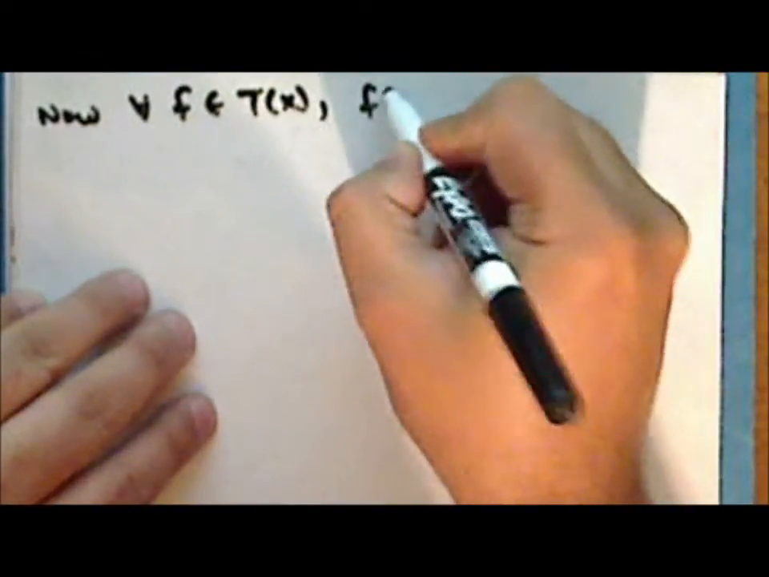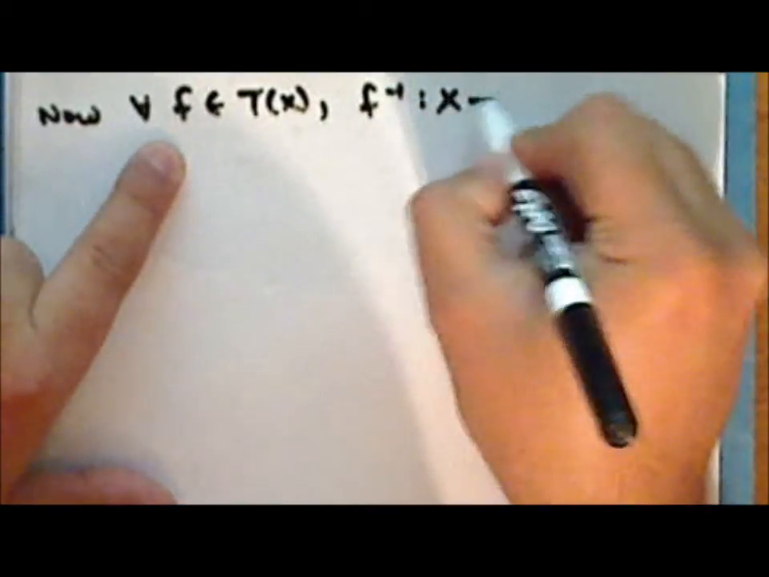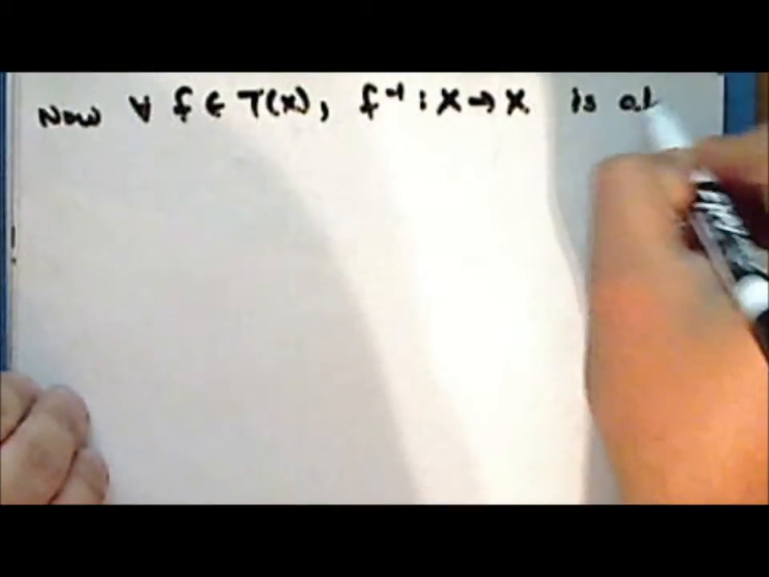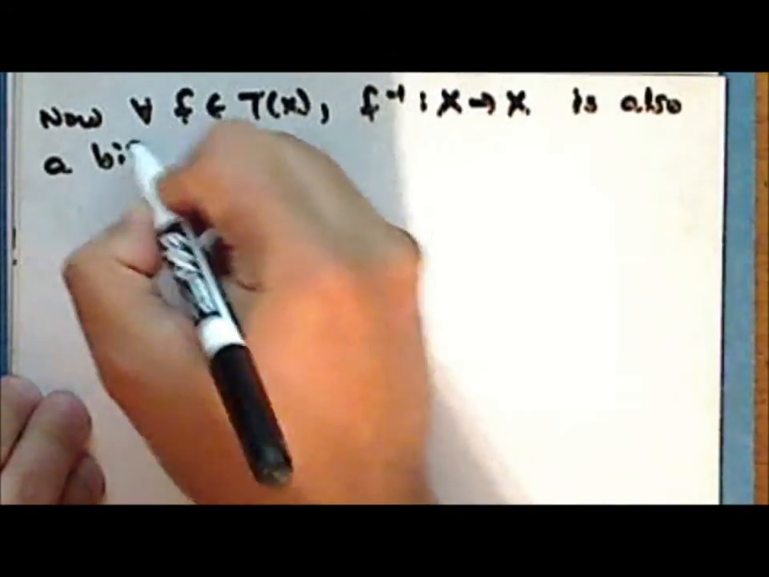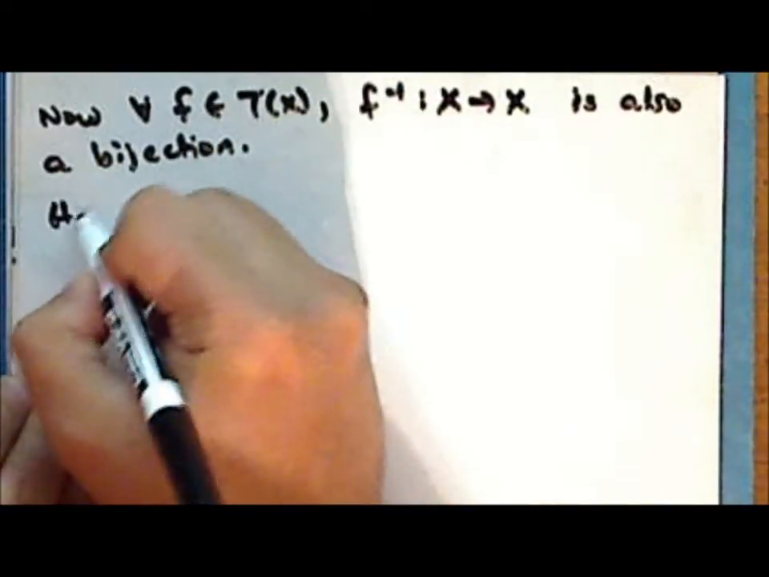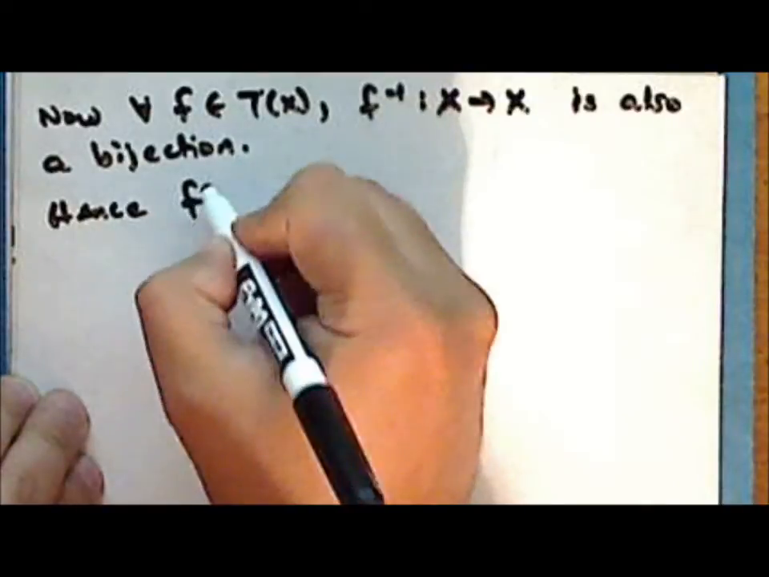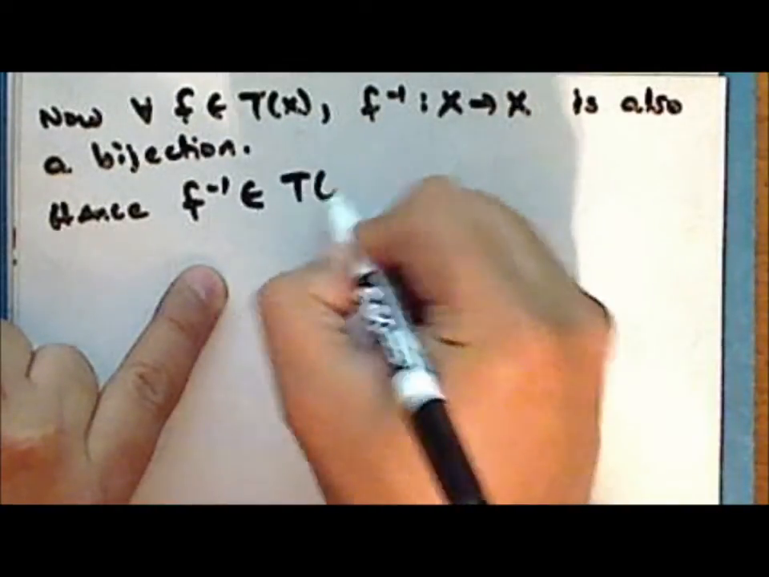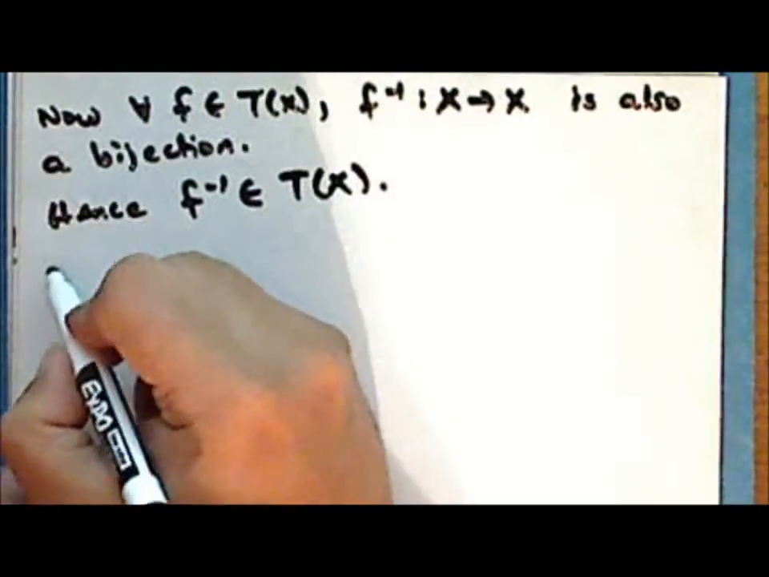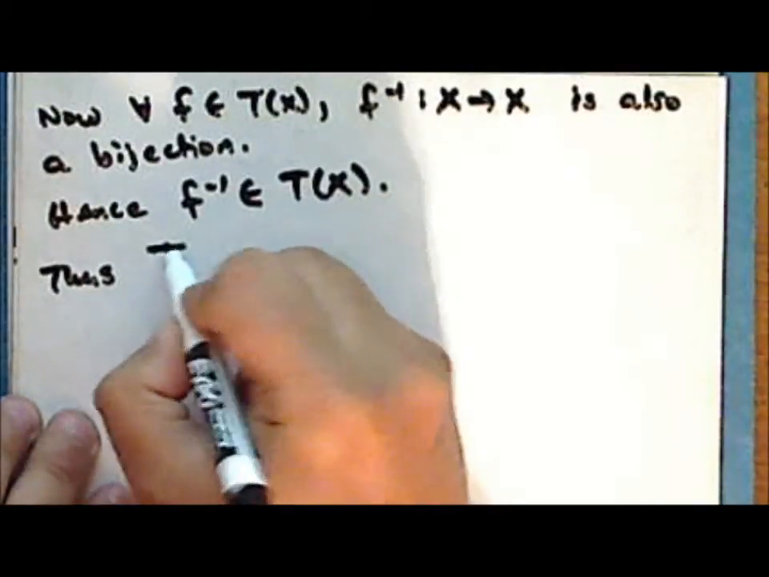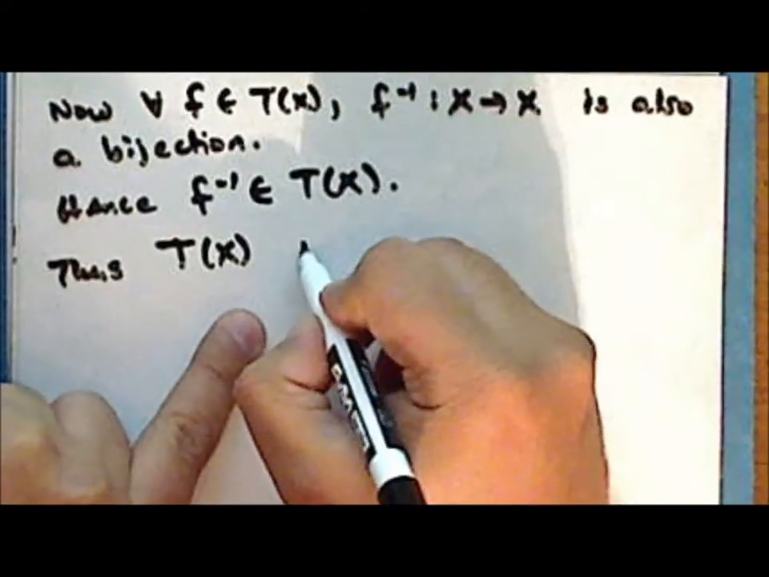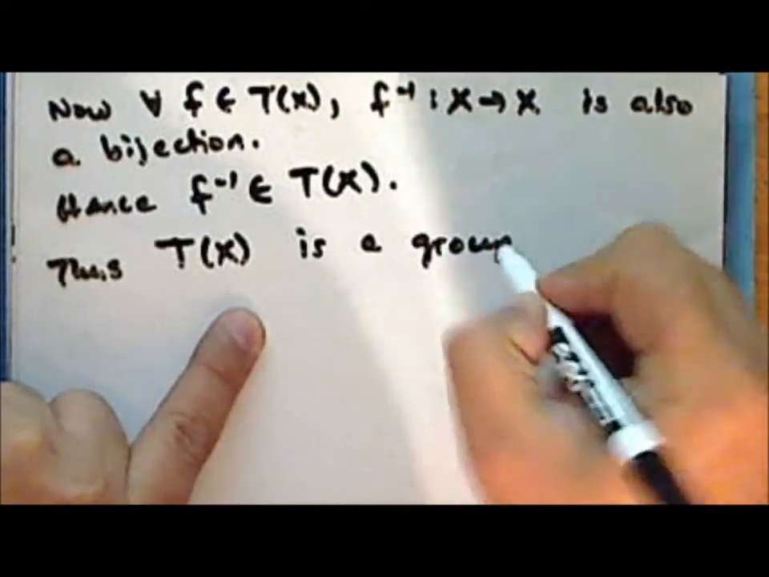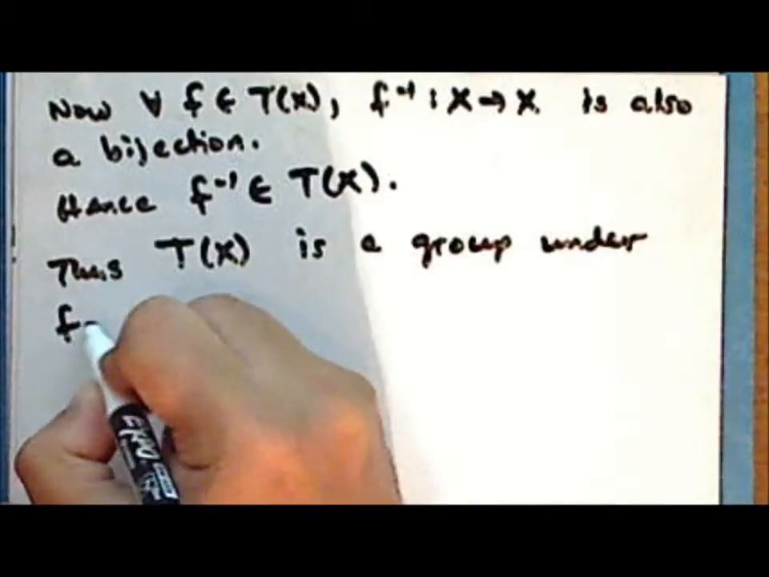Now, for every transformation in the set of all transformations, the inverse of that transformation is a map from the set X into the set X and is also a bijection, and hence the inverse of any transformation of X is once again a transformation of X. And thus the set of all transformations of the set X is a group under function composition.